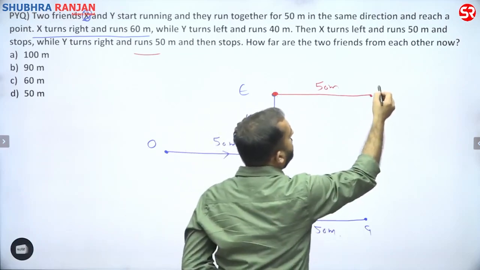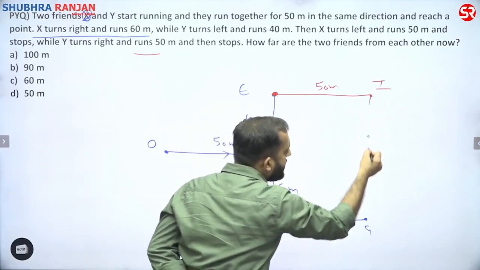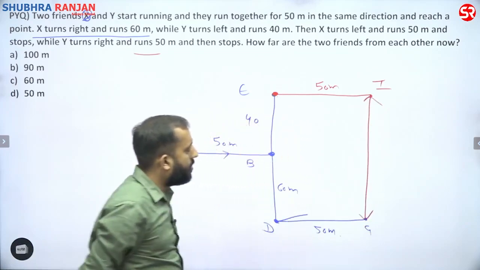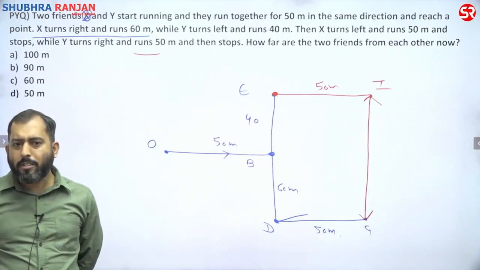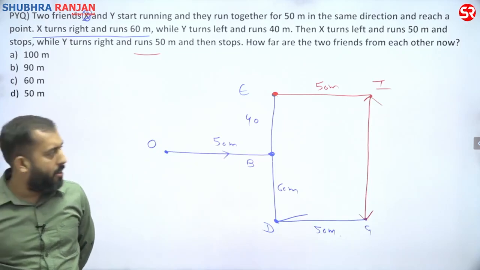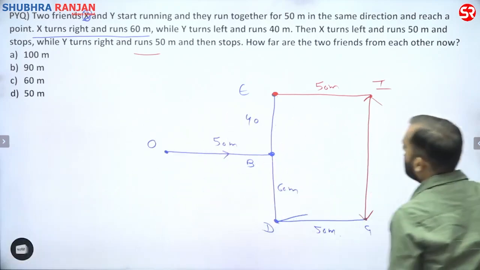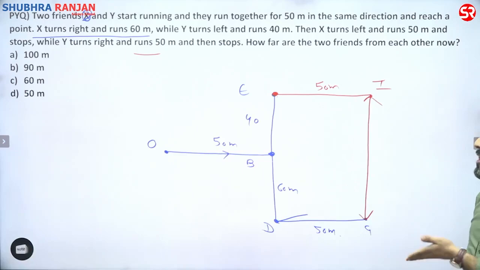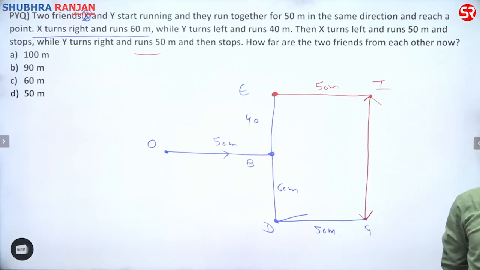Let's say this is point I. So what is this distance IJ? This is what we are looking for. This has to be 100, no? 60 and 40. Clear, guys? It was a PYQ, that is why I want to discuss it, but otherwise there is no need to discuss this. This is very easy.